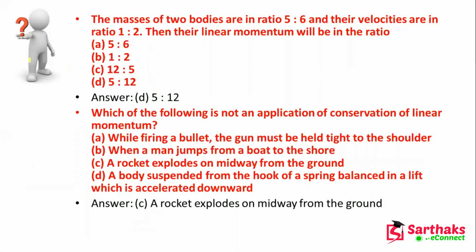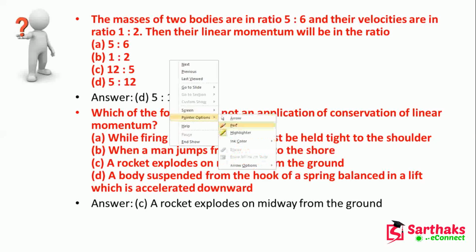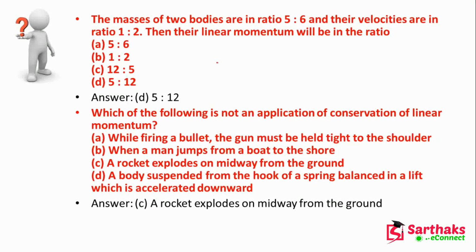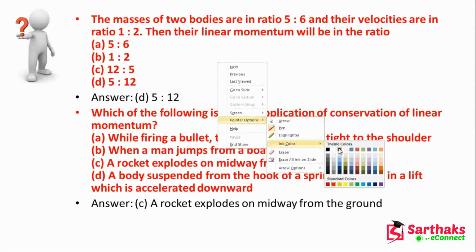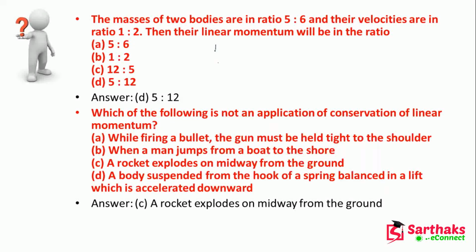Let's solve some MCQs. The masses of two bodies are in the ratio of 5:6 and their velocities are in the ratio 1:2. Then the linear momentum will be in the ratio of how much? So it will be how much? Fine. You know that the momentum, okay, I have to find out the momentum.